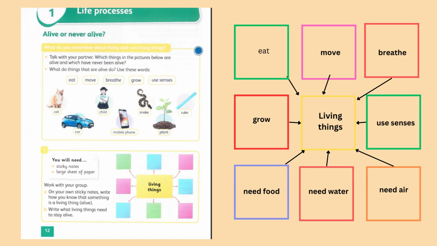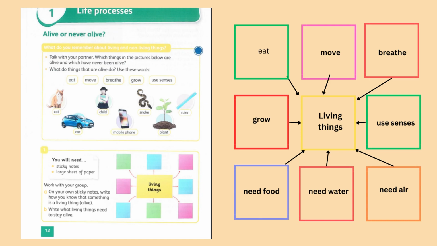As I told you earlier, at the beginning of each unit, you have to recall your memories of previous class. What do you remember about living and non-living things? Talk with your partner which things in the picture below are alive and which have never been alive. What do living things that are alive do?